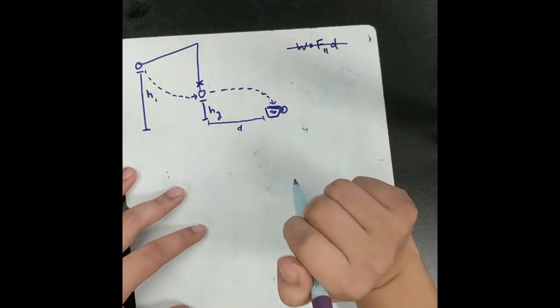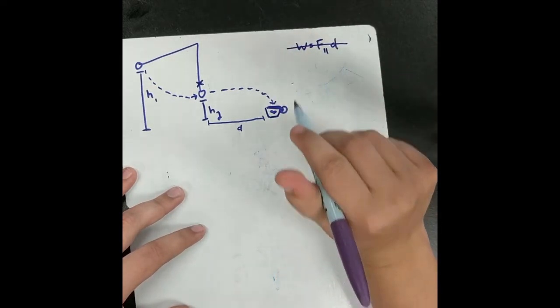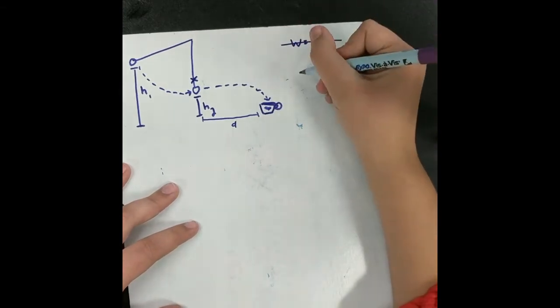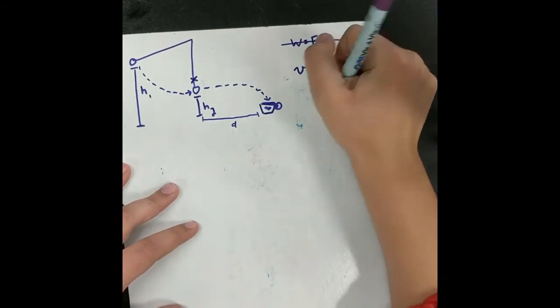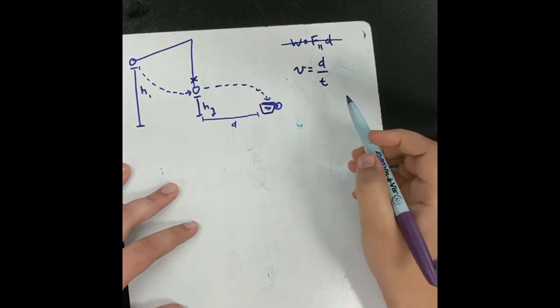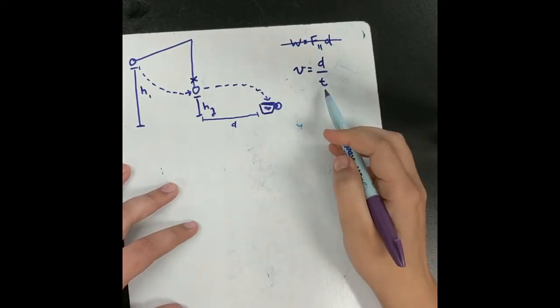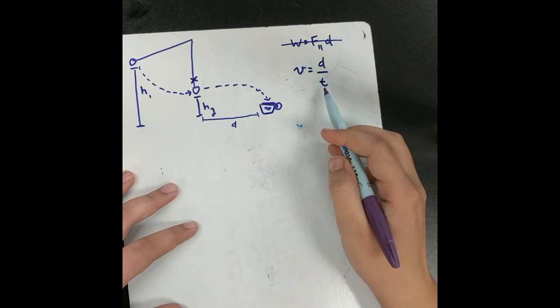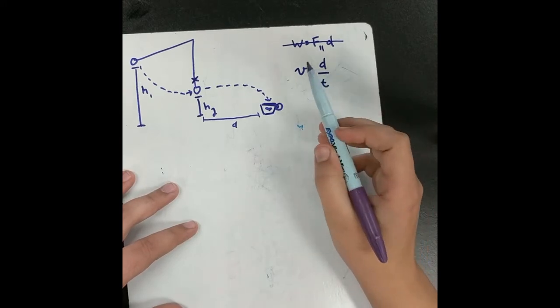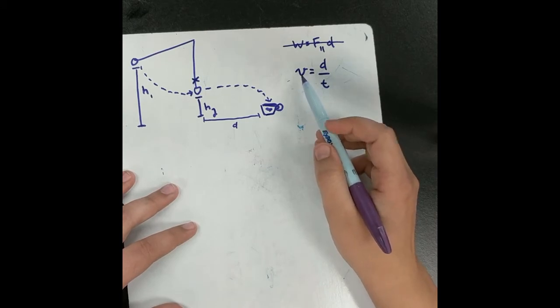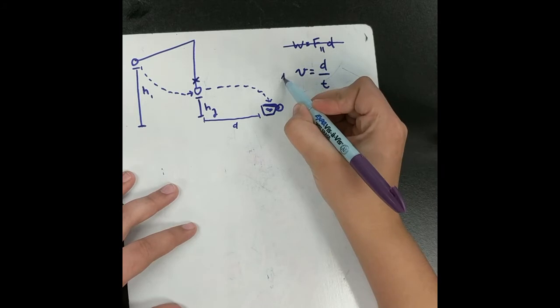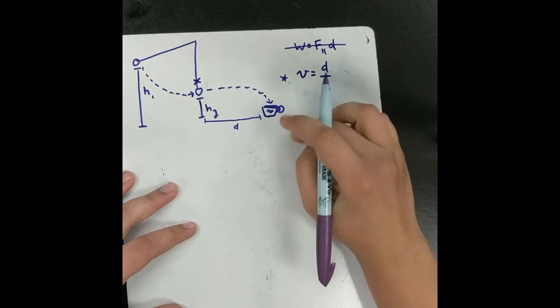So that one had D. Let's think of another one that has D. We have velocity is equal to distance over time. Well, time isn't something that we have, but we can use kinematic equations to figure it out pretty easily. And velocity isn't something that we have, but there might be another way that we can figure out velocity. So this might actually be kind of useful.